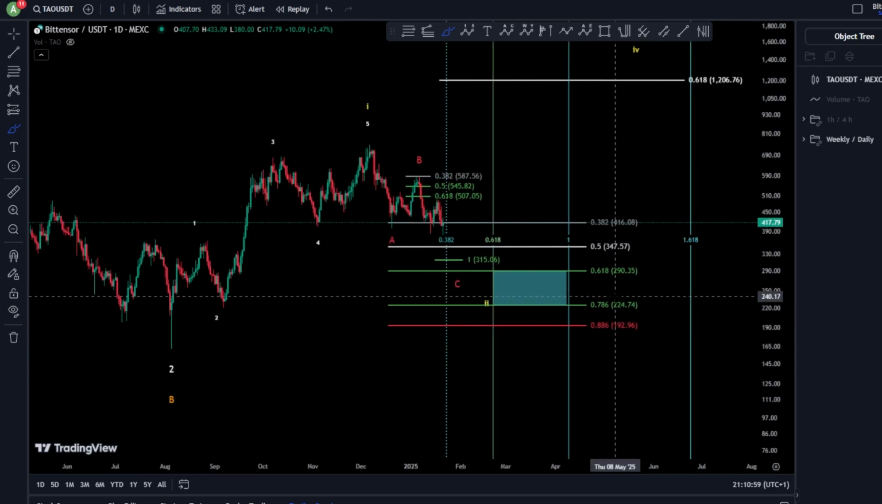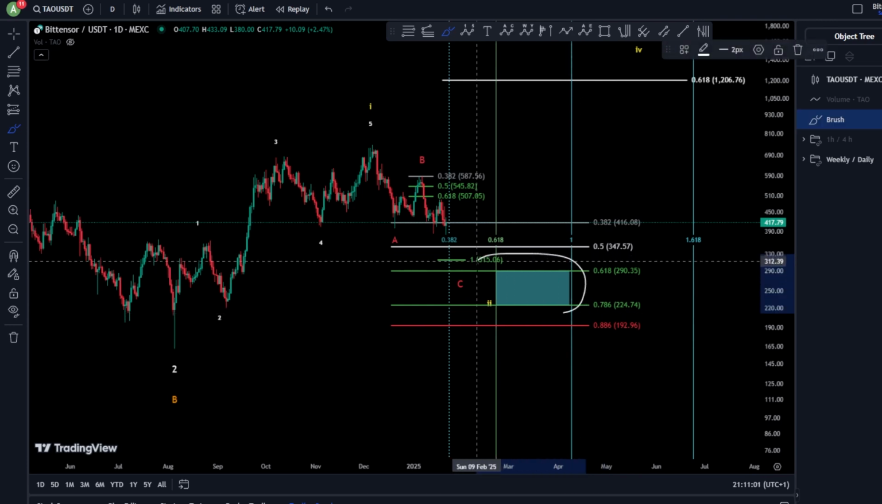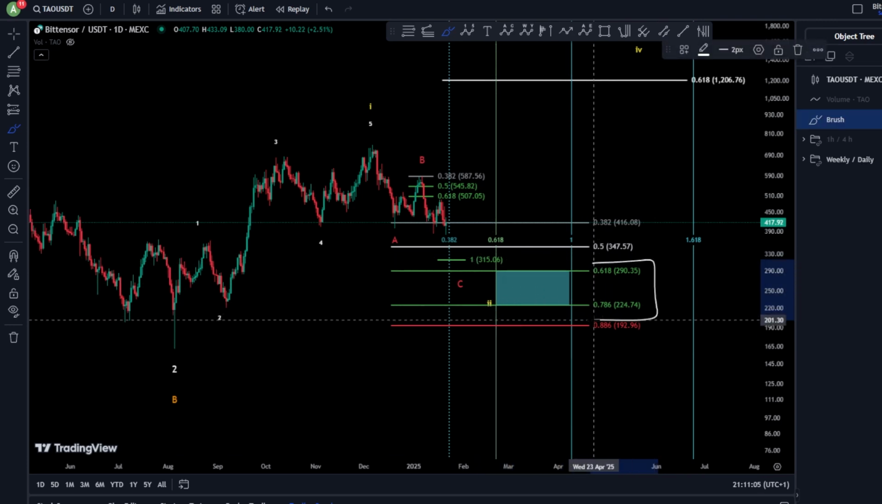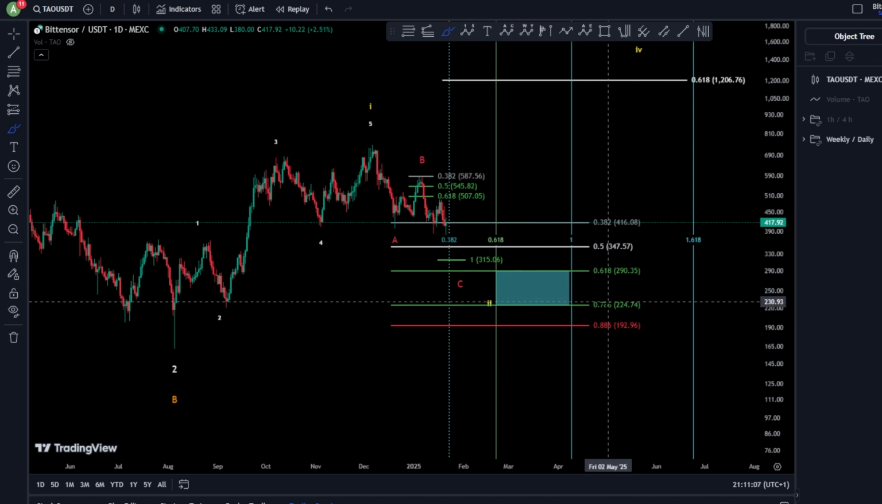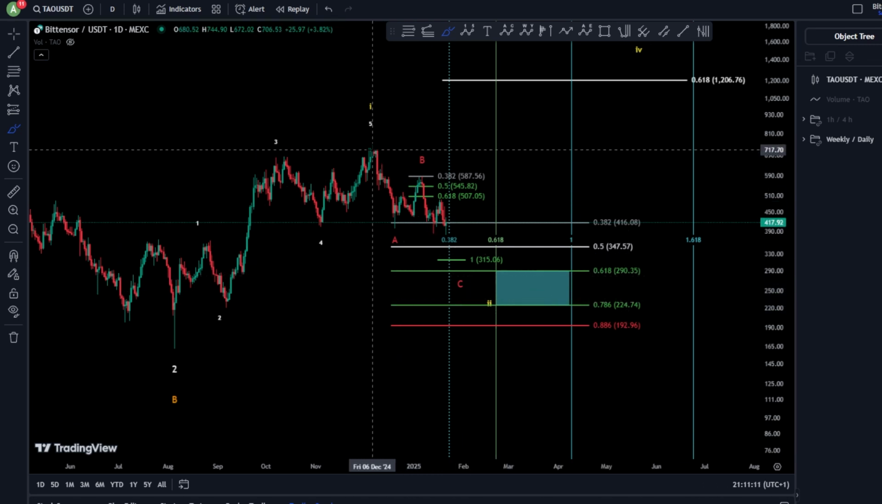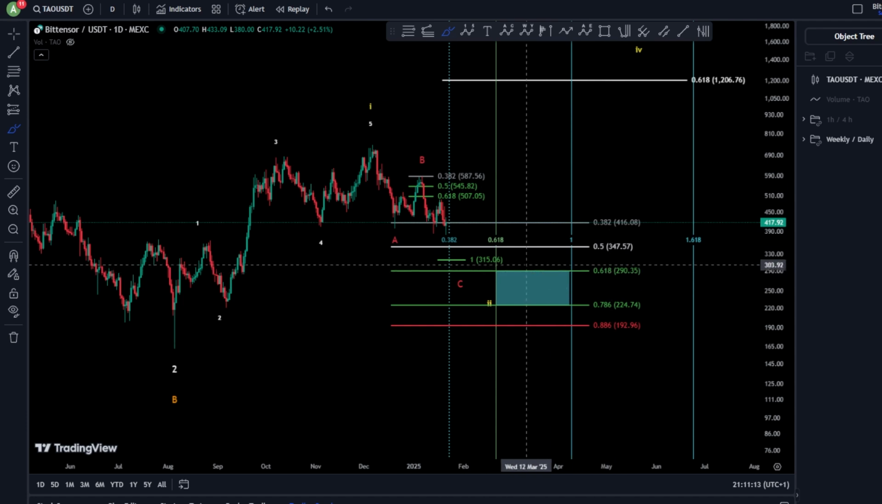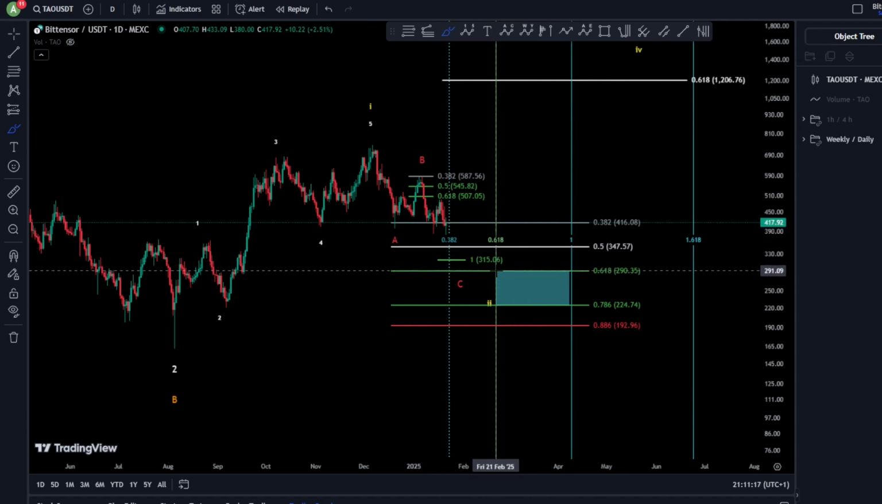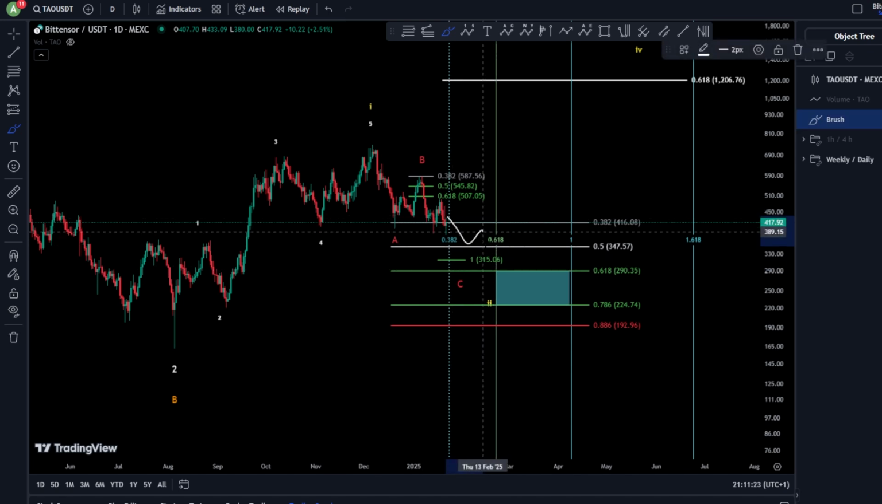Now the perfect time and fib levels are still very far inside this blue box, where you would like to hit the fib levels between 0.618 and 0.78 for a lower wave 2, and for a perfect fib time as well at 0.618, meaning that is after 21 February. And that is still a very long time for it.